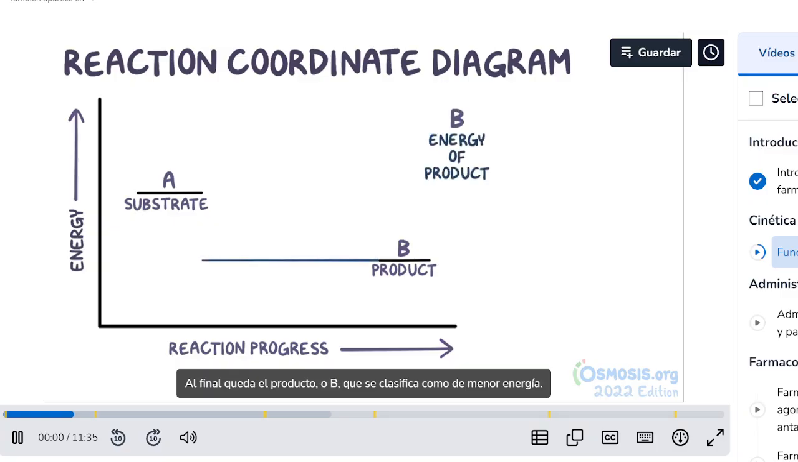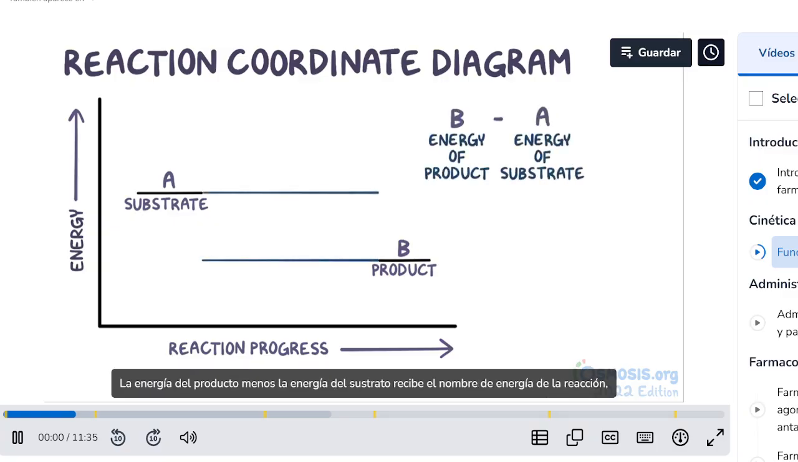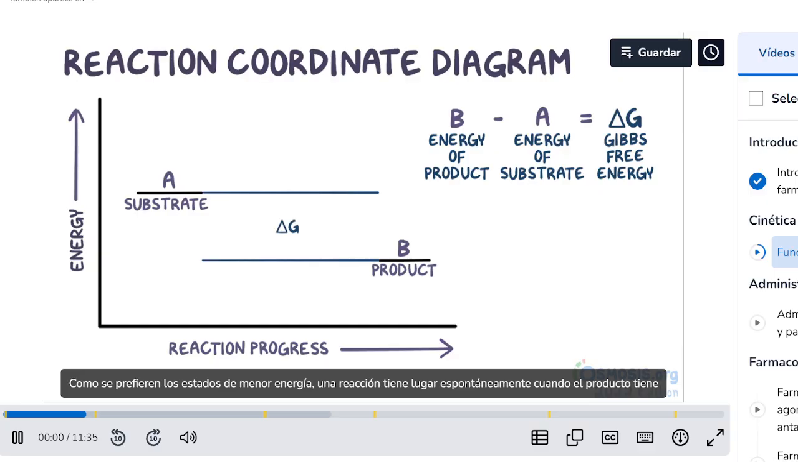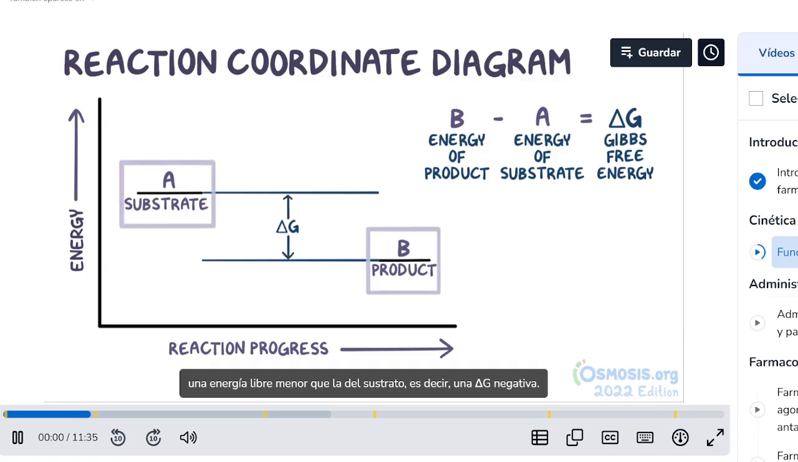The energy of the product minus the energy of the substrate is called the energy of the reaction, also known as Gibbs free energy, or delta G. Because lower energy states are preferred, a reaction spontaneously happens when the product has a lower free energy than the substrate, so a negative delta G.